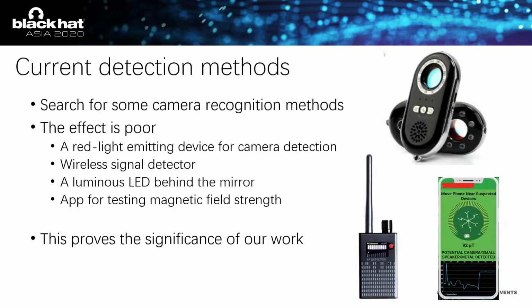We tried all kinds of traditional methods, but could not find a solution. For example, we often look for devices emitting a red light to find cameras, but this didn't work well. We tried using a wireless signal detector, but we encountered a lot of false alarms. So we found some news reports saying that LEDs behind mirrors were often cameras. However, a lot of mirrors now come with LEDs built in. It's just a power light.